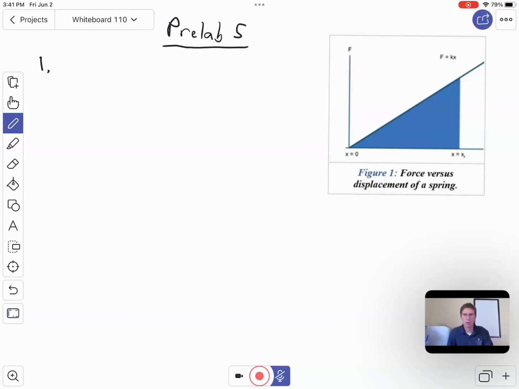So let's go ahead and talk about conservation of energy and these few example problems that we have. And I want to start by jumping into question number 1. So here we're shown a graph of force versus displacement for a spring.